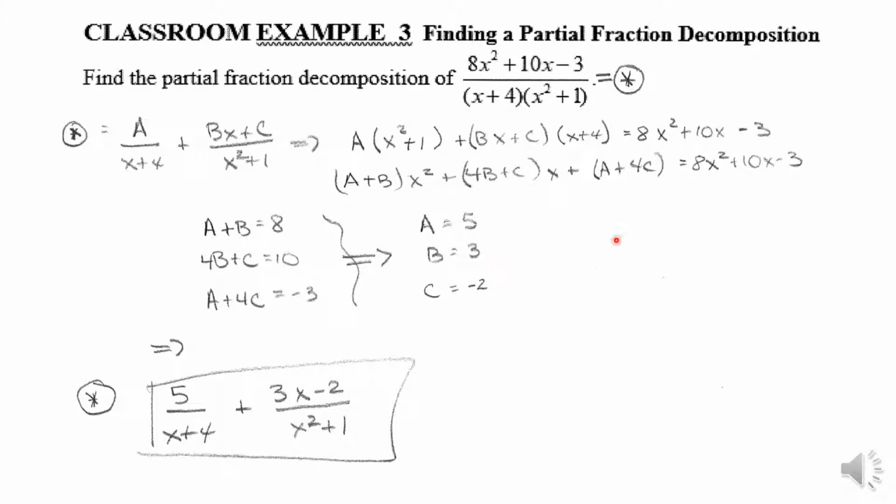So I simplify and equate the numerators. So a plus b corresponds to the 8. 4b plus c corresponds to the 10. And a plus 4c corresponds to the minus 3. I solve that system of linear equations, and this is my partial fraction decomposition.